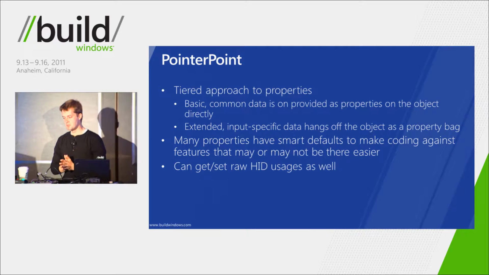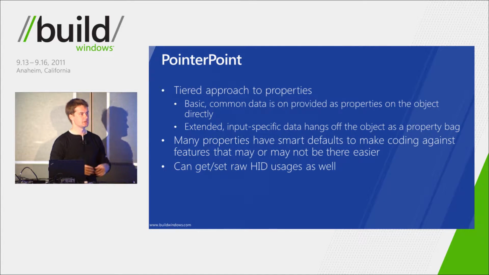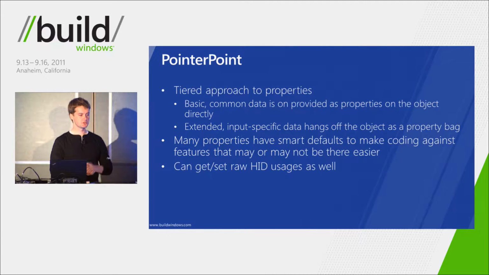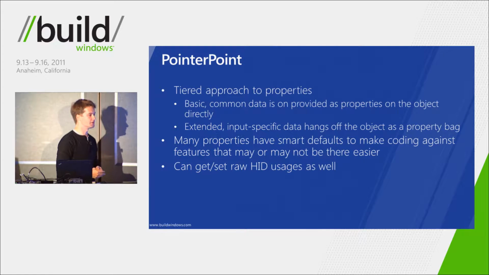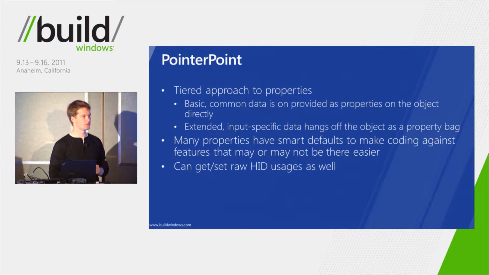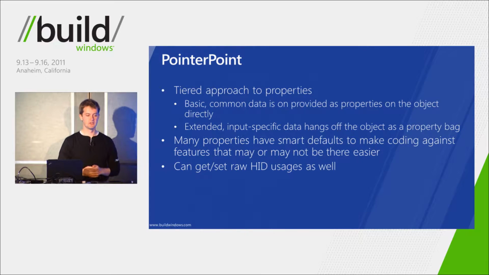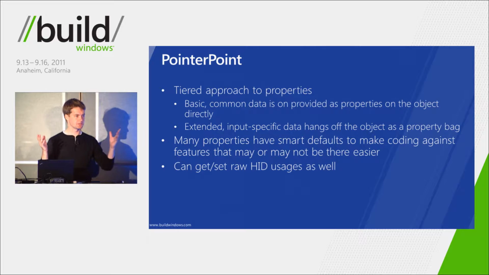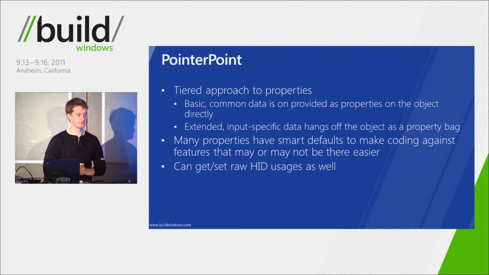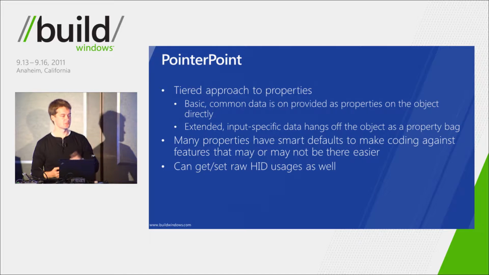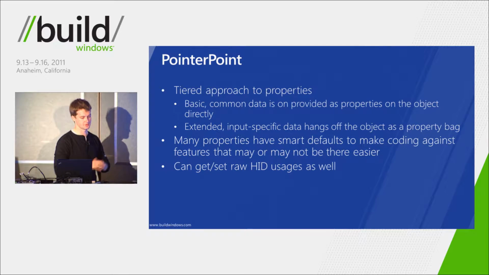So pointer point. Pointer point is, again, our base primitive for holding packet data off a pointer device. It has 2 tiers of information that are available to you. As properties on pointer point itself, first-class properties, are all the things that are common to pointer devices and pointer input. So this is things like the position of the pointer, where it is in XY space. It includes things like a reference to the device that generated the pointer data. There are other things like the contact ID, so that you can distinguish different pointers when multiple are in use.